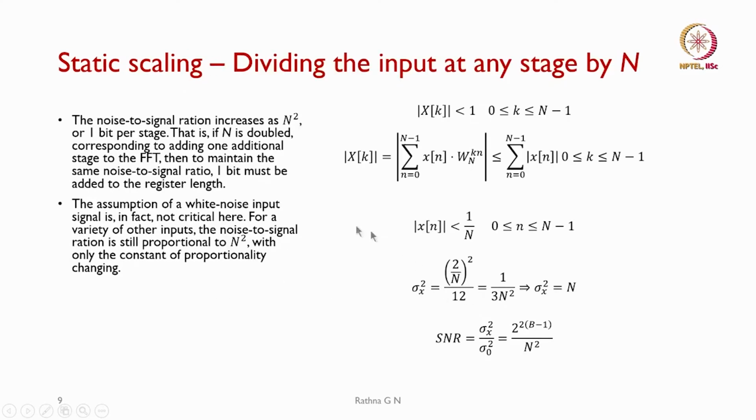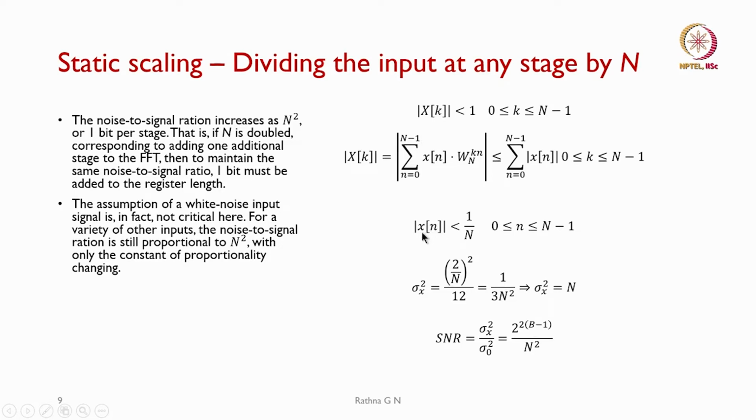So the first one, that is static scaling, is dividing the input at any stage by n. What happens is that the noise to signal ratio increases as n squared, or we call it 1 bit per stage. That is, if n is doubled, corresponding to adding one additional stage to the FFT, then to maintain the same signal to noise ratio, 1 bit must be added to our register length. So this is our equation, and we will be adding one more bit to that.